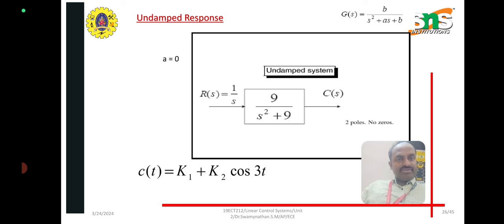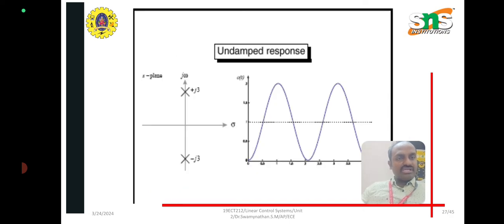And next, the undamped case. C of T is equal to K1 plus K2 cos 3T. So you can get the undamped case with 2 poles and no zeros, 2 imaginary poles, that is plus or minus J3, and S is equal to 0. This is called the undamped case because zeta is equal to 0. This is the graphical representation.